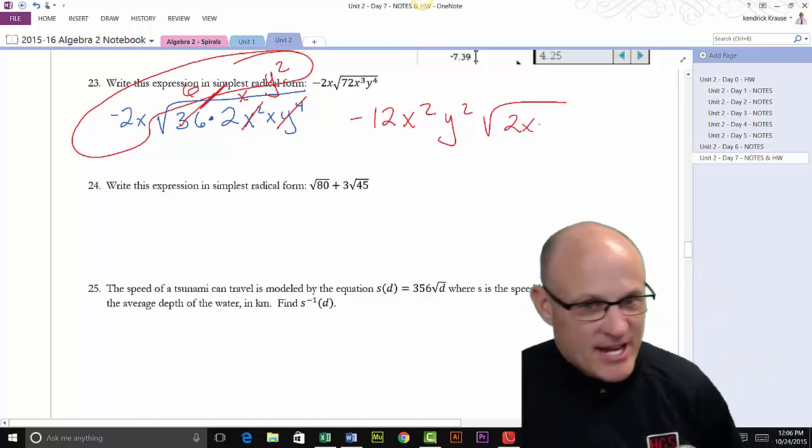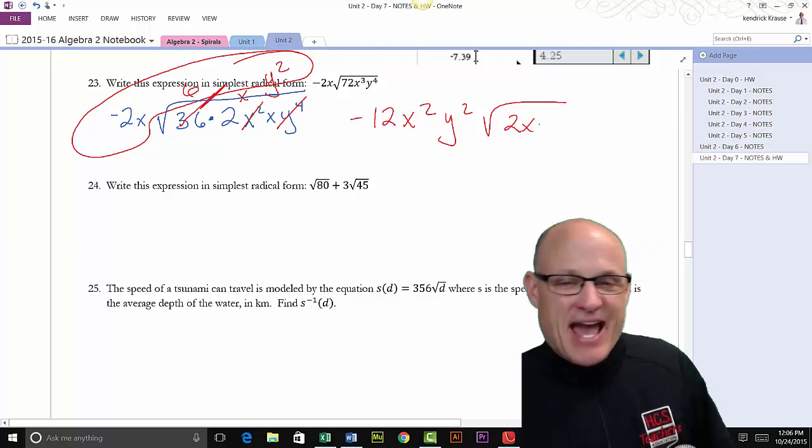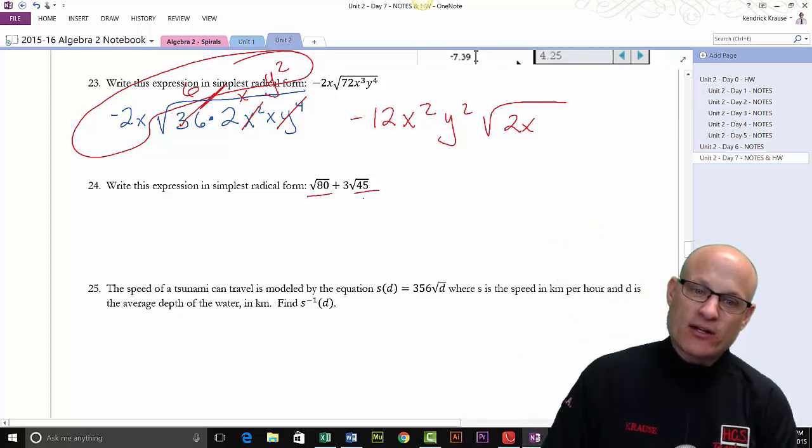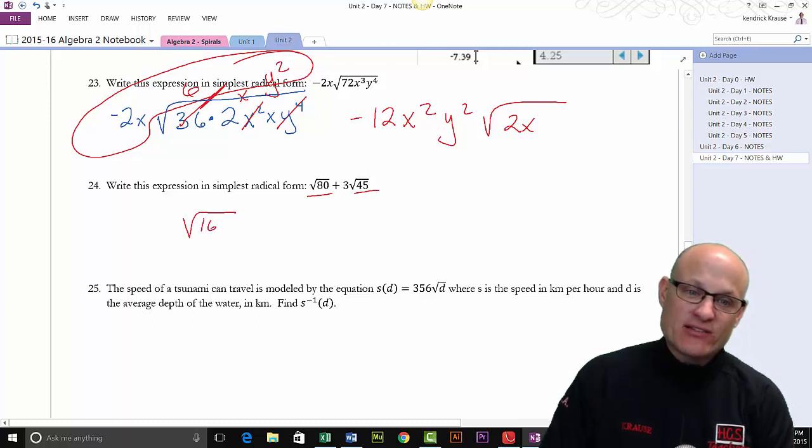Now, in order to add radicals, we have to have the exact same radical. I do not have the exact same radical here, so I need to simplify. The square root of 80 can be written as 16 times 5, and the square root of 16 is 4. So this is really just 4 square roots of 5 plus 3.